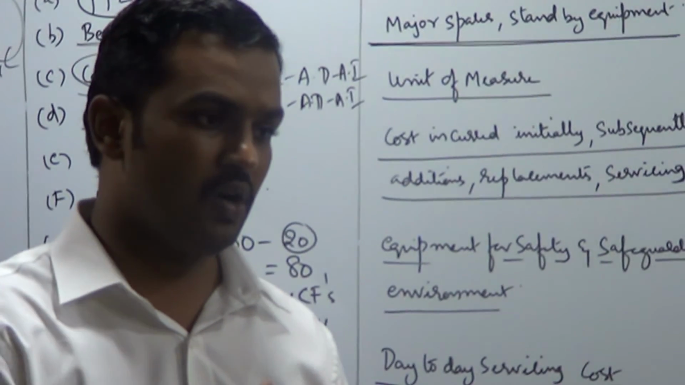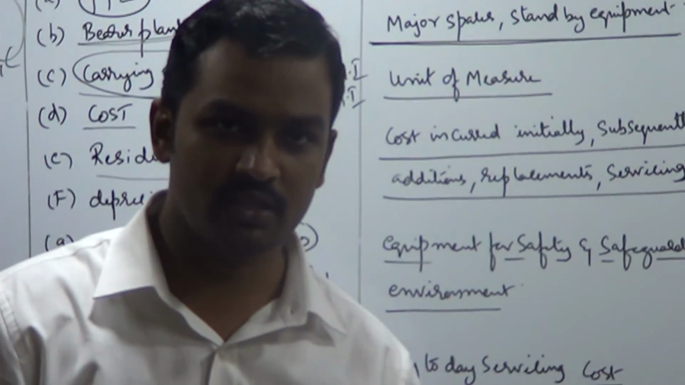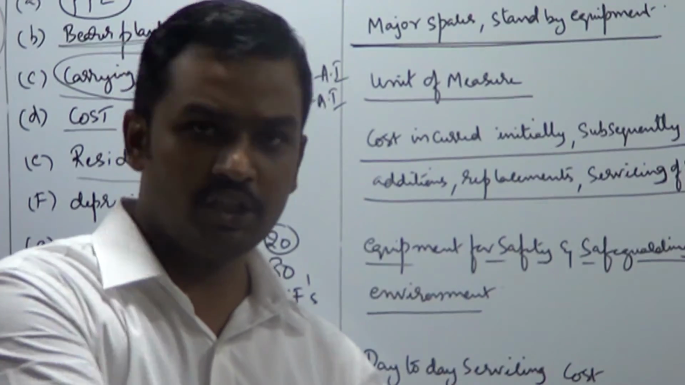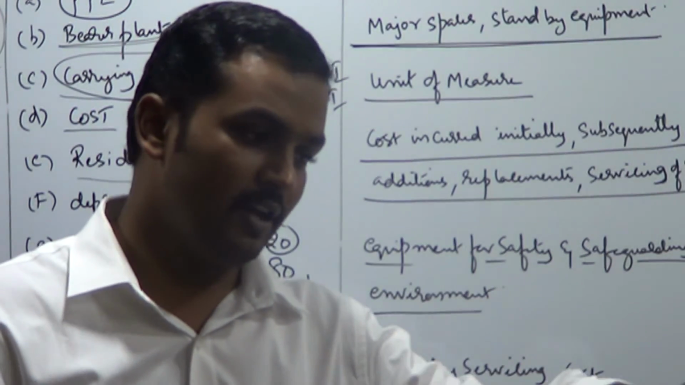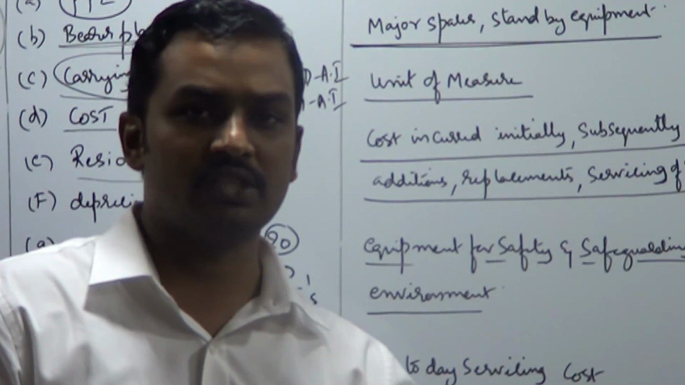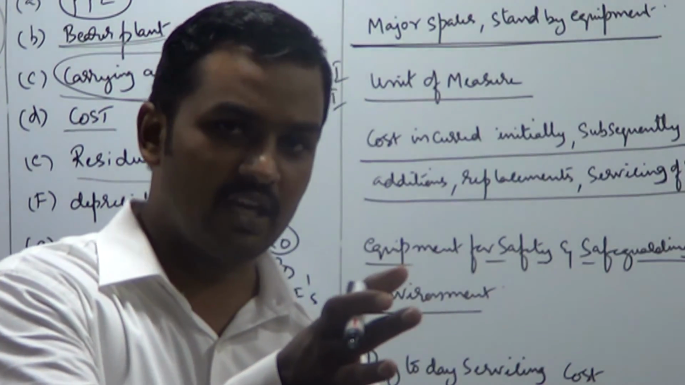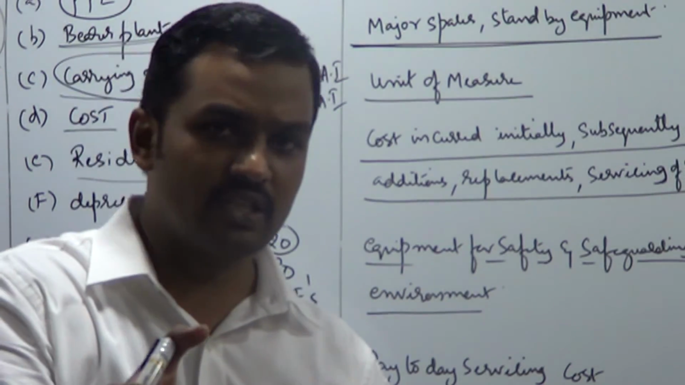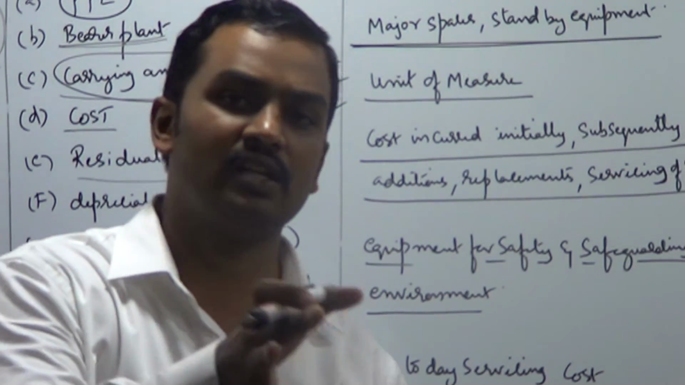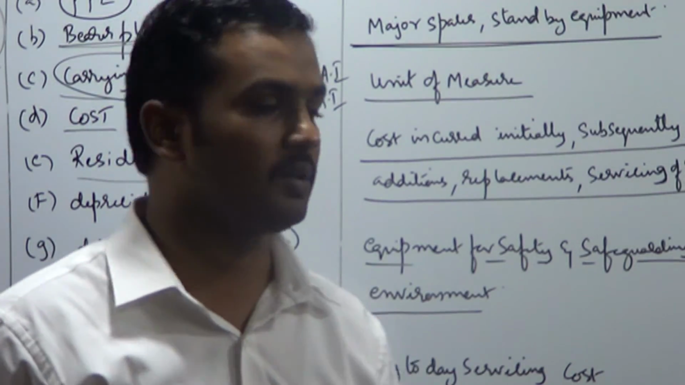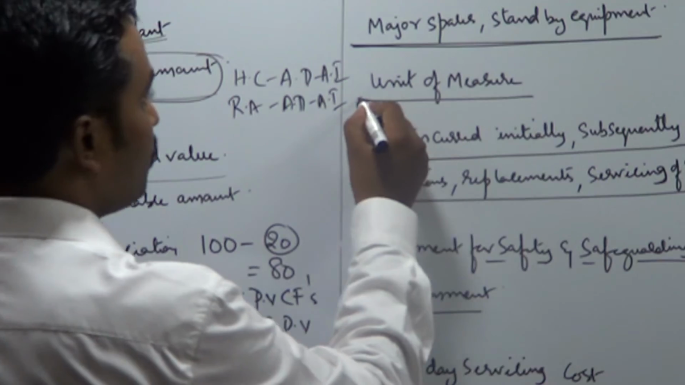Standby equipment: you are involved in the power generation business. You have one turbine which is in operation and you also have a standby turbine. That means if there is a temporary breakdown of this turbine, immediately the other turbine will kick in. So this turbine satisfies the definition of property, plant and equipment and will be considered as a part of property, plant and equipment.